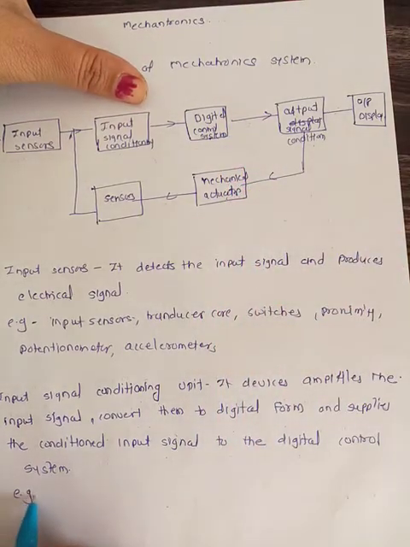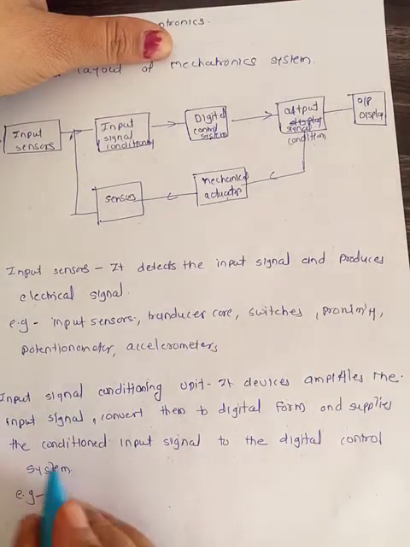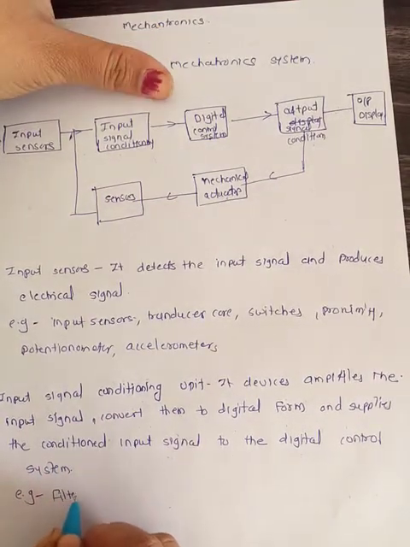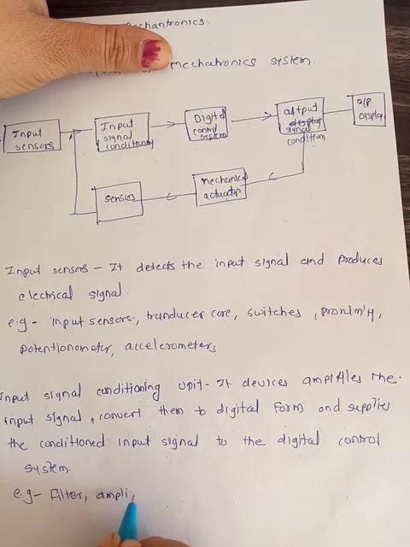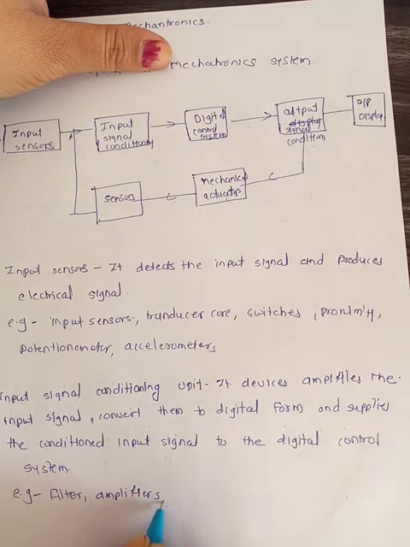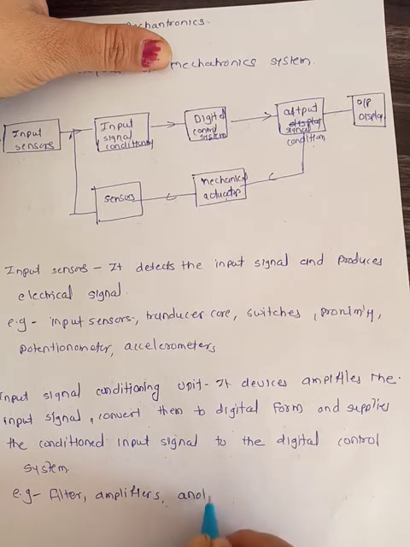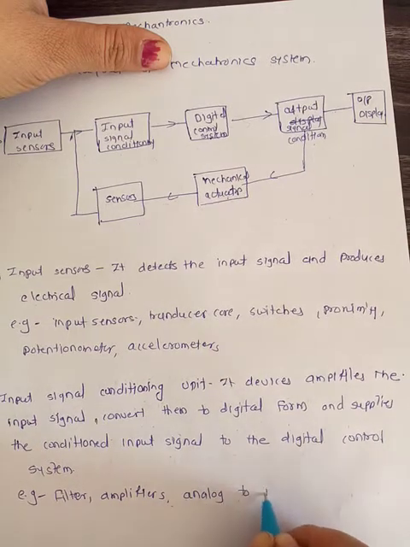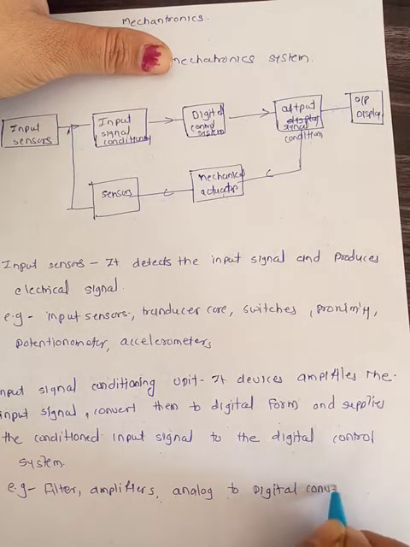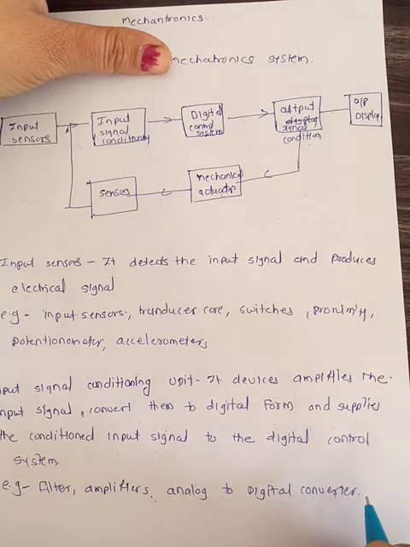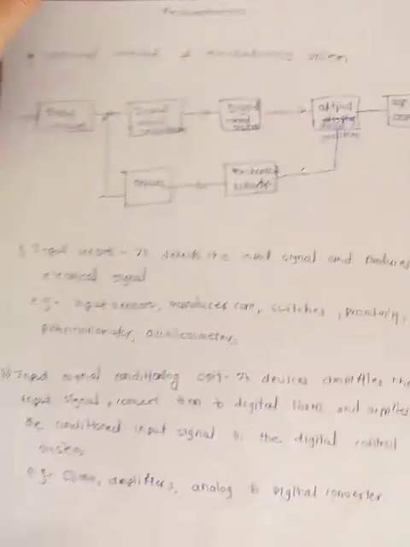Then what is the example of the input signal conditioning? The filter, amplifier, analog to digital converter. Okay, these are the input signal conditioning unit.